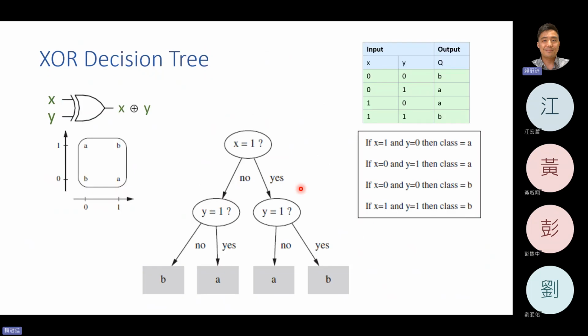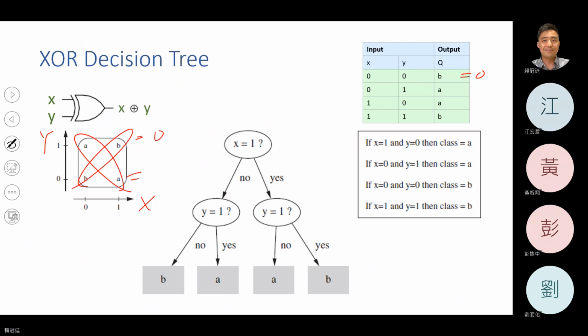So here's a decision tree for XOR. It's actually quite simple, right? Here the input is X and input Y, and the output is either zero or one.